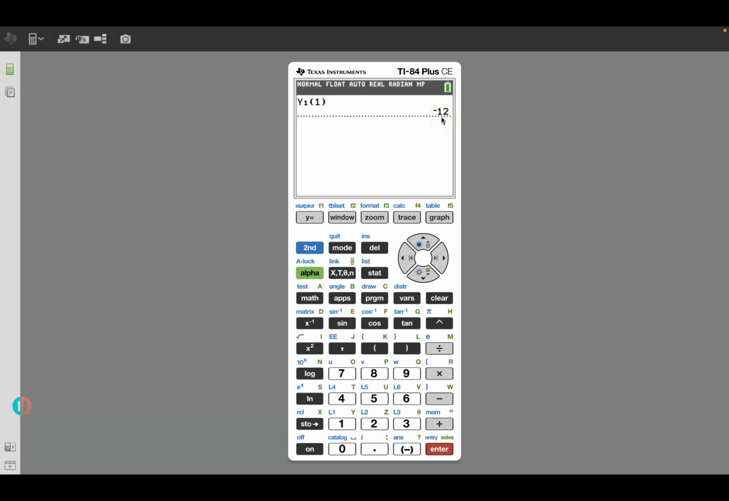So then we'll try negative 1. Alpha, trace, pull up y1, and then we'll plug in negative 1 here to see if negative 1 is one of our zeros. Press enter. So when we enter negative 1 for our input, our output is 0. So yes, it does appear that negative 1 is a 0.